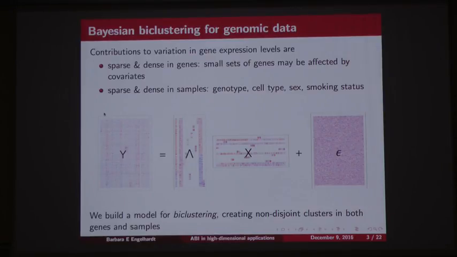Or they may be a bunch of genes that covary only in a subset of samples, like only in females or only in lung tissue. And so we wanted both sparse and dense factors for genes.